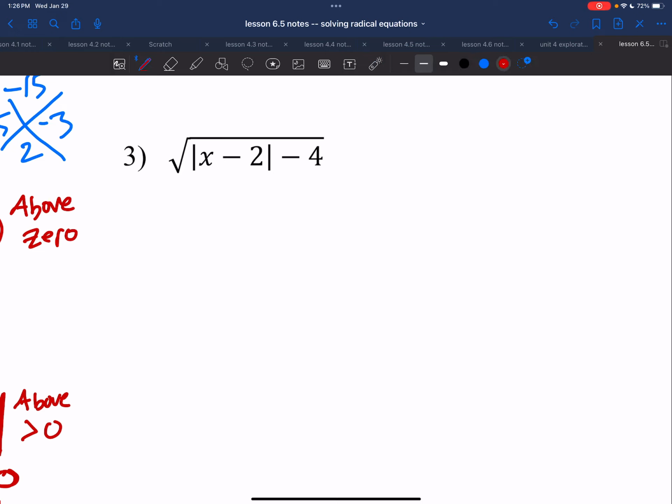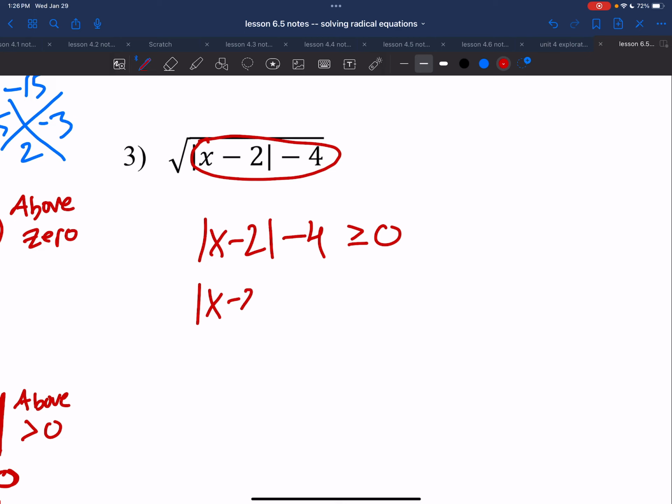But this third example here, you got an absolute value inside the square root. Same thing. You set absolute value of x minus 2, minus 4, greater than or equal to 0. And you just say, okay, well, where does this thing equal 0, right? Well, you can solve the inequality by adding 4 to the other side and then split into two cases.